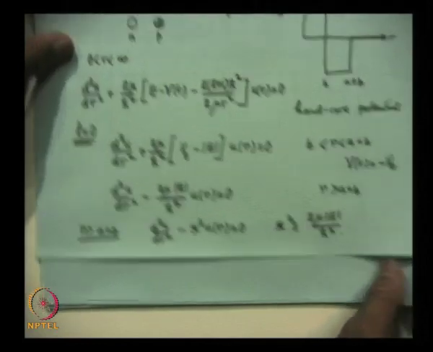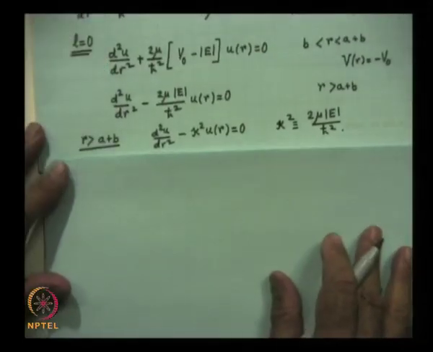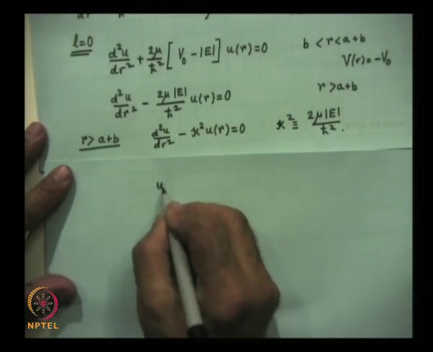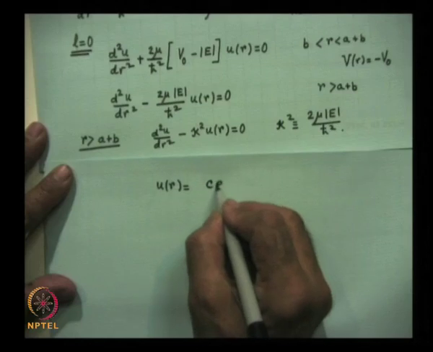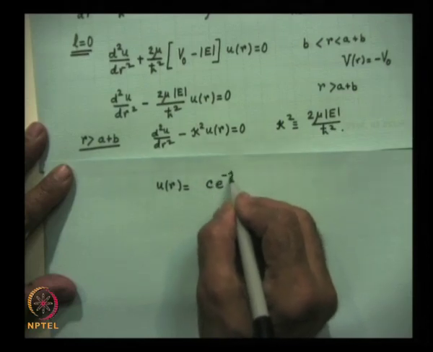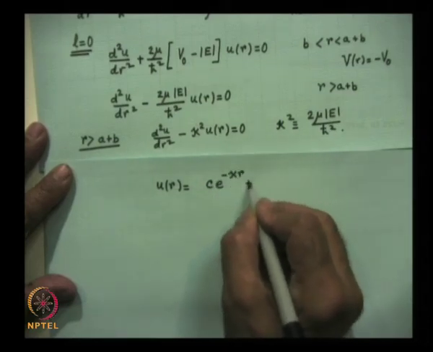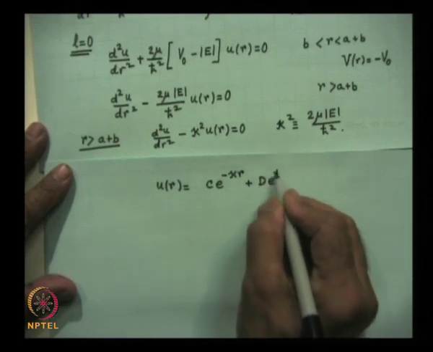So, as we all know, this has two particular solutions. So, u of r will be, say, c e to the power of minus kappa r plus d into e to the power of plus kappa r.